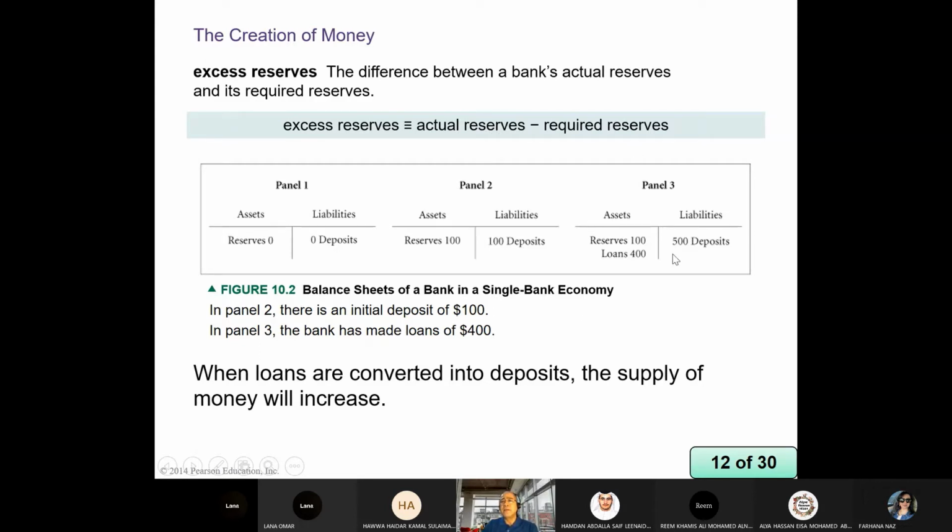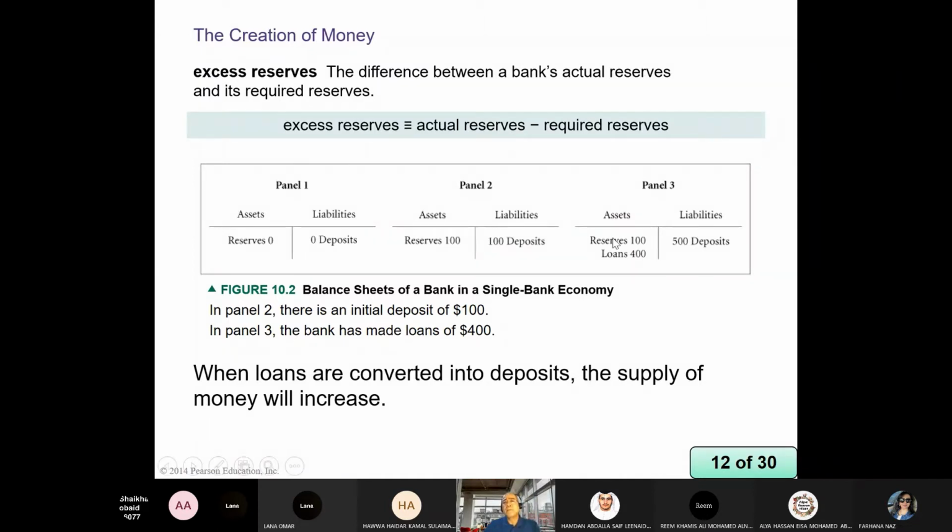So here, see here in panel 3, I will open my calculator. I have a very old calculator. So calculate the reserve ratio. 100 divided by 500 times 100, it is 20%. So if the required reserve ratio is 20%, then 500 times 0.2 is equal to 100.